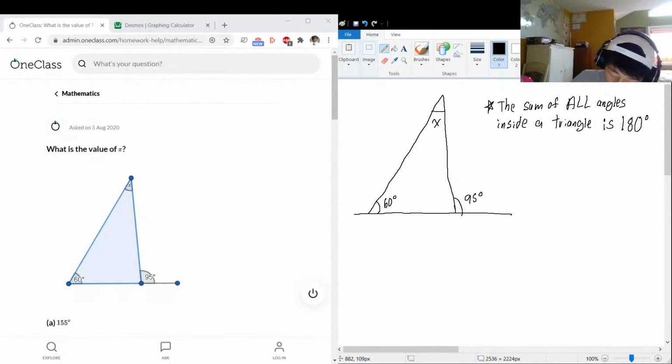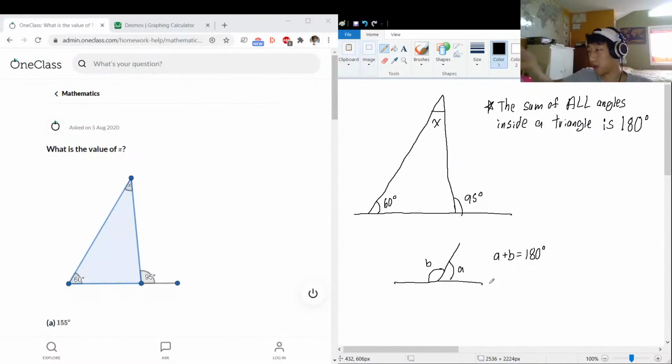And the second thing that we know is when we have a straight line and a situation like this, let's say here we have angle A and here we have angle B. We know that A plus B is equal to 180 degrees because we have a straight line on the base here. And 180 degrees, well, that's a complete U-turn, a 180 degree flip. Let's say A is equal to 95 degrees. We could solve for B.